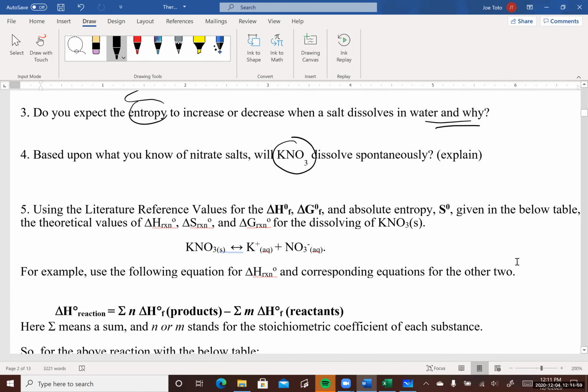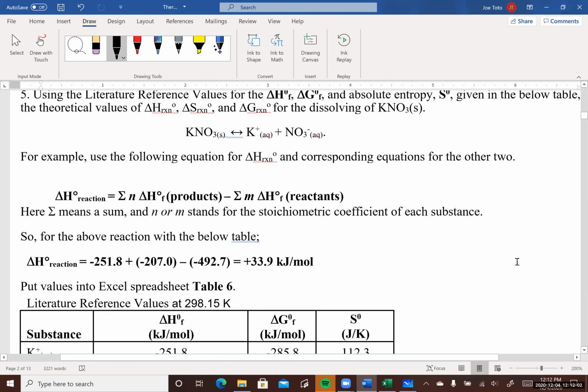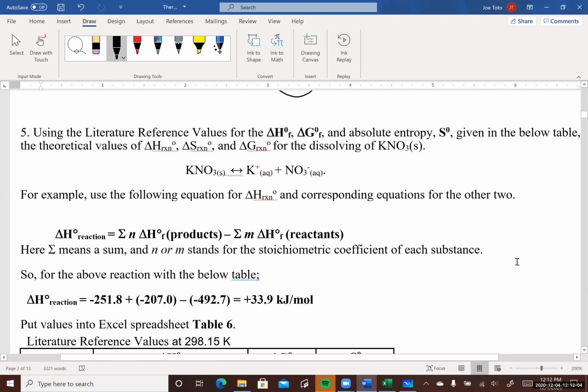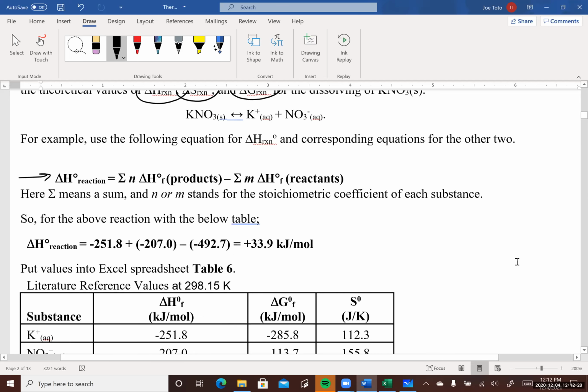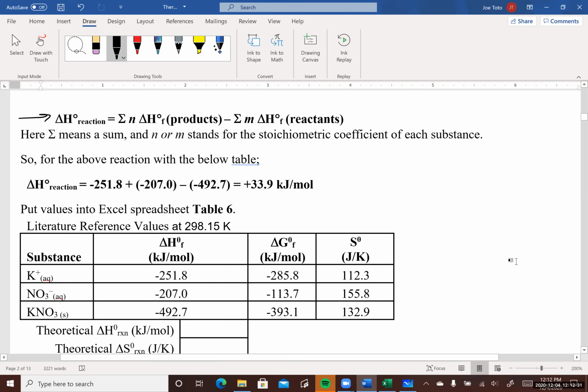Using the literature values in the presented table, that's these values down below, you are to calculate the delta H, delta S, and delta G for this reaction. They do an example of delta H for you, so you have to find the appropriate equation for delta G and delta S, which looks similar to this one here, and use the values in this table to calculate delta G and delta S, because they've done delta H for you.